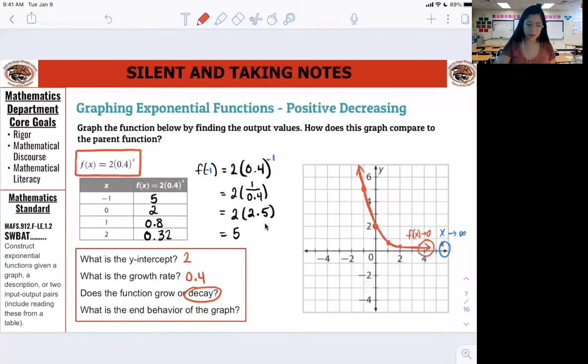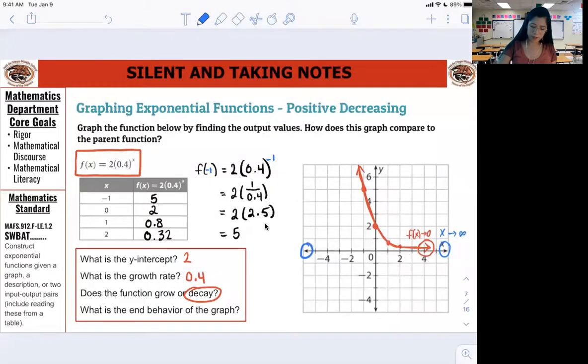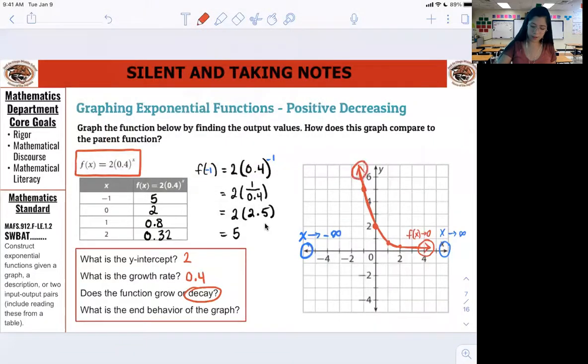Now, on the other side of things, as x approaches negative infinity, where's our graph going? F of x.